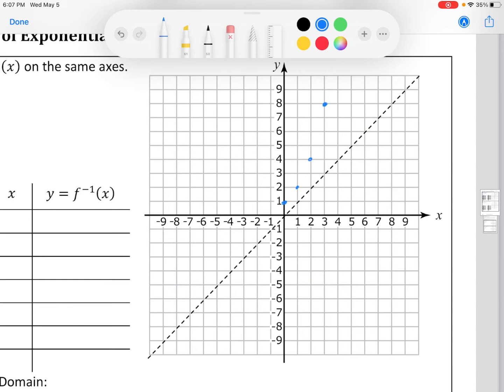So 8 becomes 4, 4 becomes 2, 2 becomes 1, 1 becomes a half, a half becomes a quarter, a quarter becomes an eighth. And I could go on further, but if I did, the values would be so small against the x-axis that I wouldn't be able to really distinguish them from the x-axis. So the actual graph would be much closer to the x-axis than what I'm drawing, but I'm just trying to draw a smooth curve.